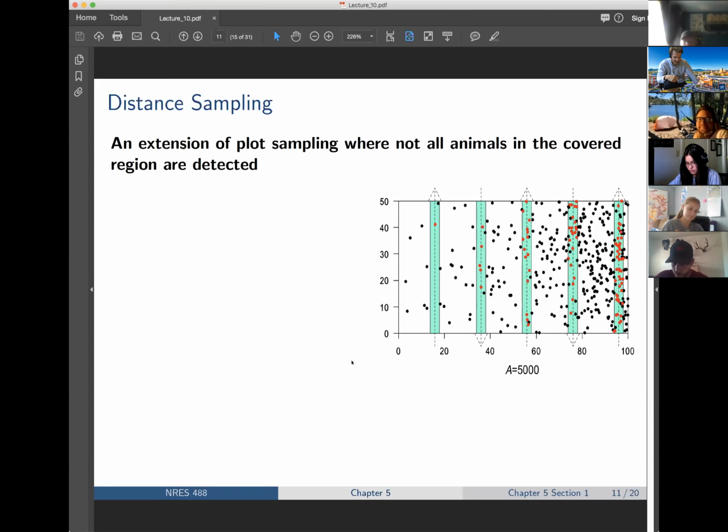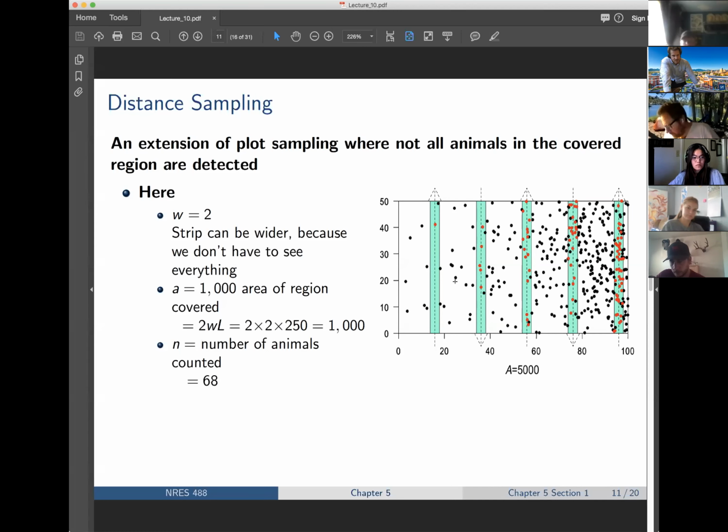Anyway, distance sampling is an extension of plot sampling where not all animals in the covered region are detected.